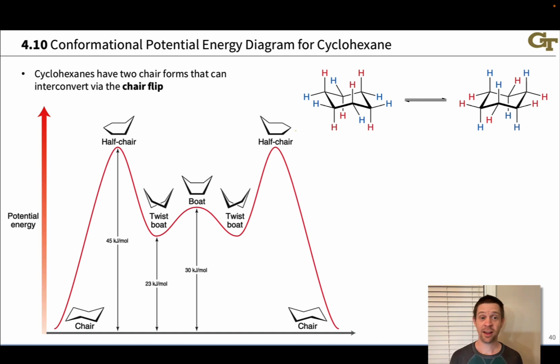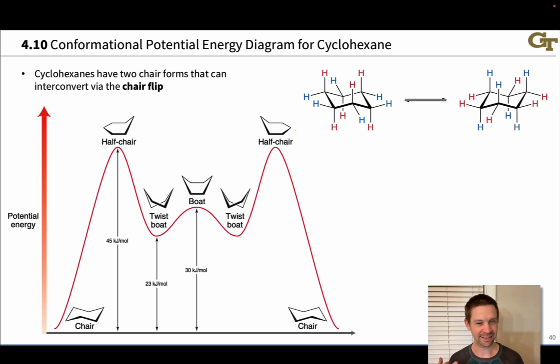So this is nothing more than a conformational energy diagram like we've seen for ethane, propane, and butane so far. It's just a lot more complicated because we've got a ring that's undergoing a lot of conformational changes and a lot of energy maxima and minima along the way.